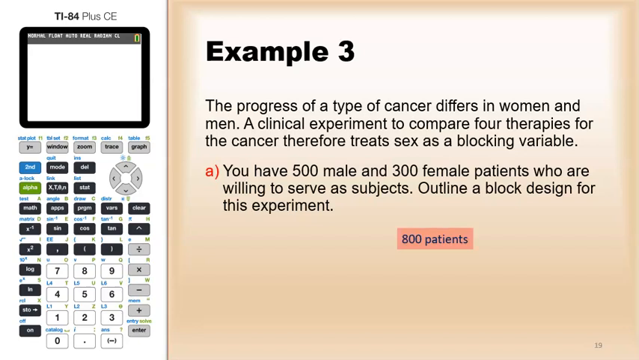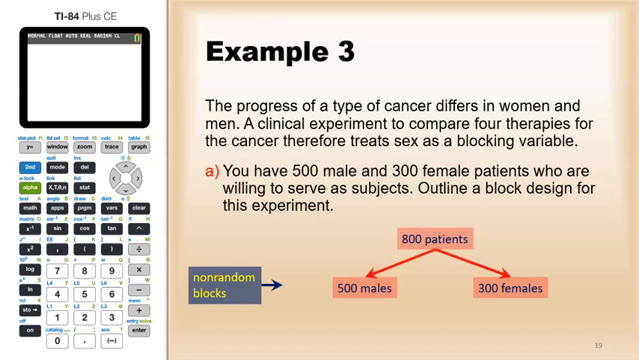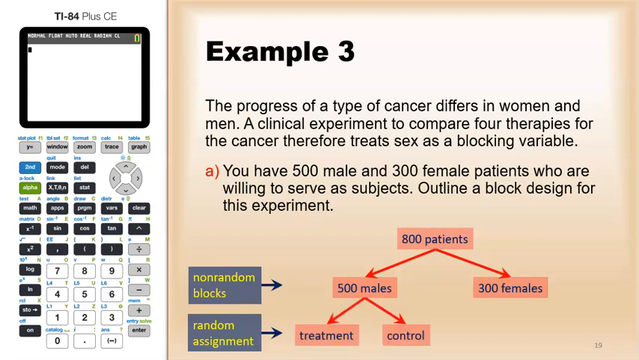So first off, we have our 800 patients. Now, if you want to do a block, this is the non-random part, we first separate them into the 500 males and 300 females. Now, the random assignment comes in, for each of those different groups, you have treatment and control. So we have treatment and control for the males, random assignment, treatment and control for the females.